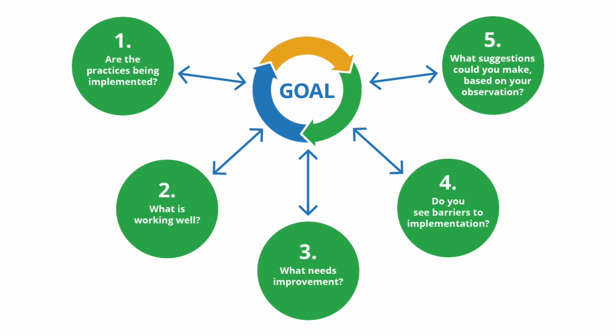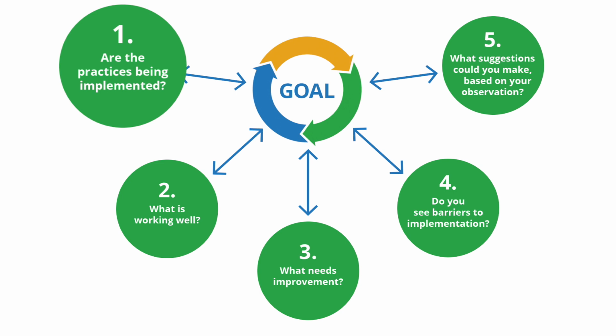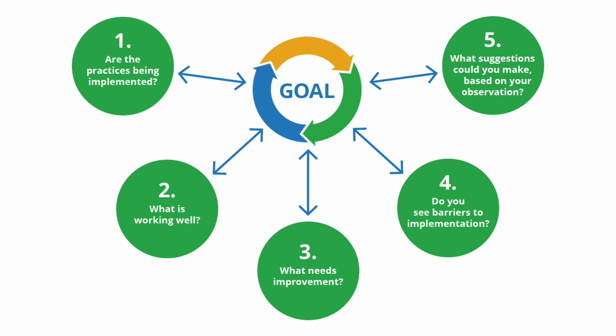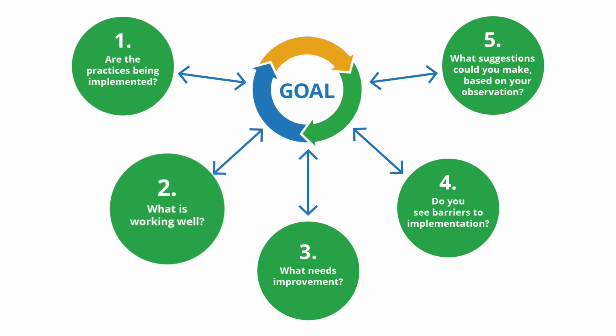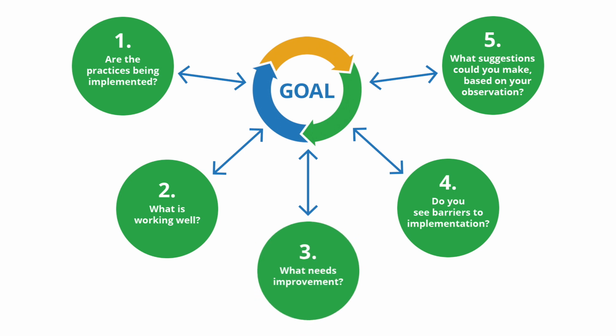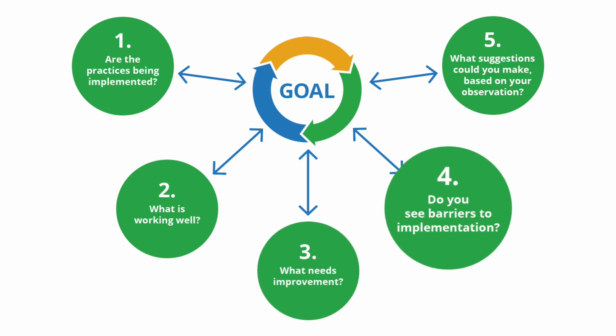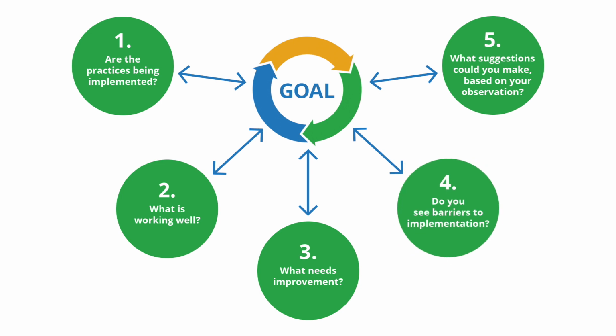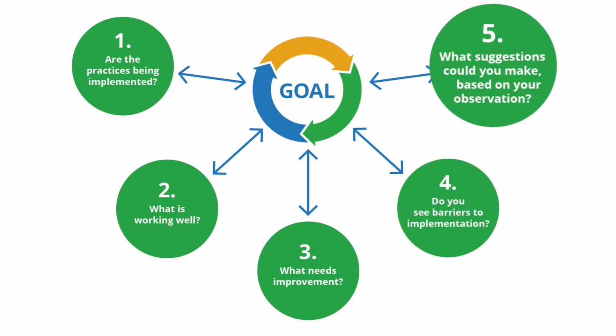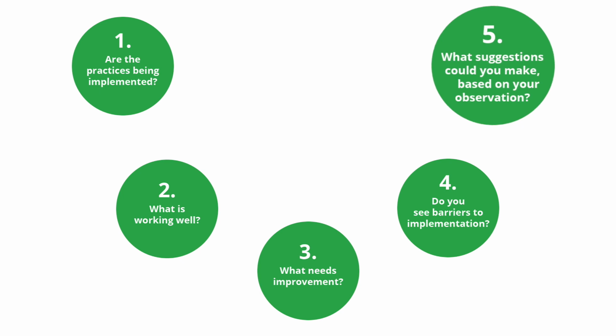A coach can use the answers to these 5 observation questions as a guide to gathering useful information. 1. Are the practices being implemented? 2. What is working well? 3. What needs improvement? 4. Do you see barriers to the teacher using the intervention in her classroom? 5. What suggestions could you make based on your observation?